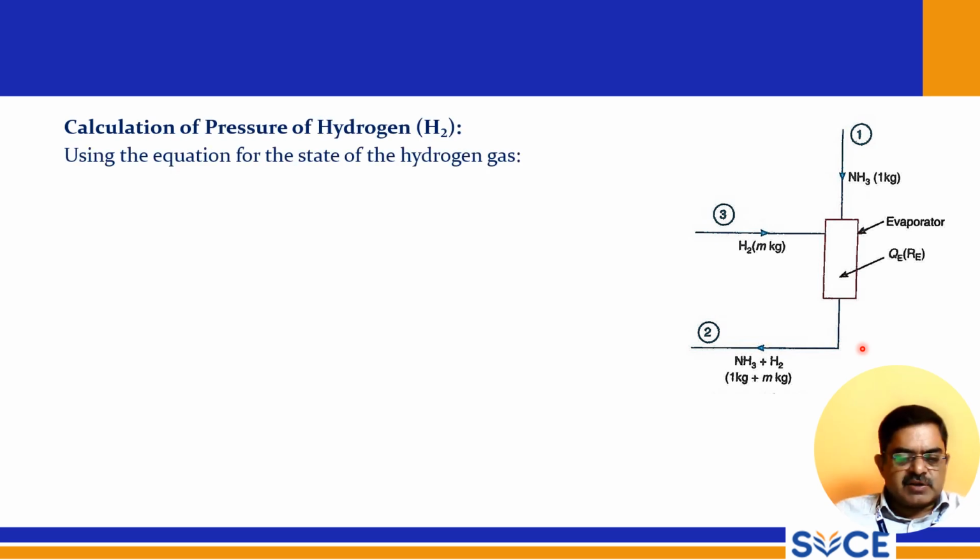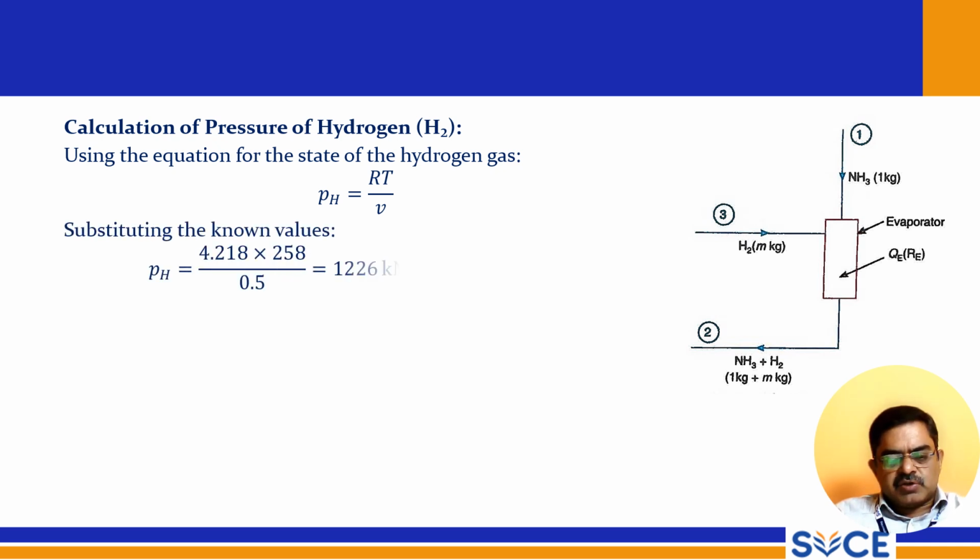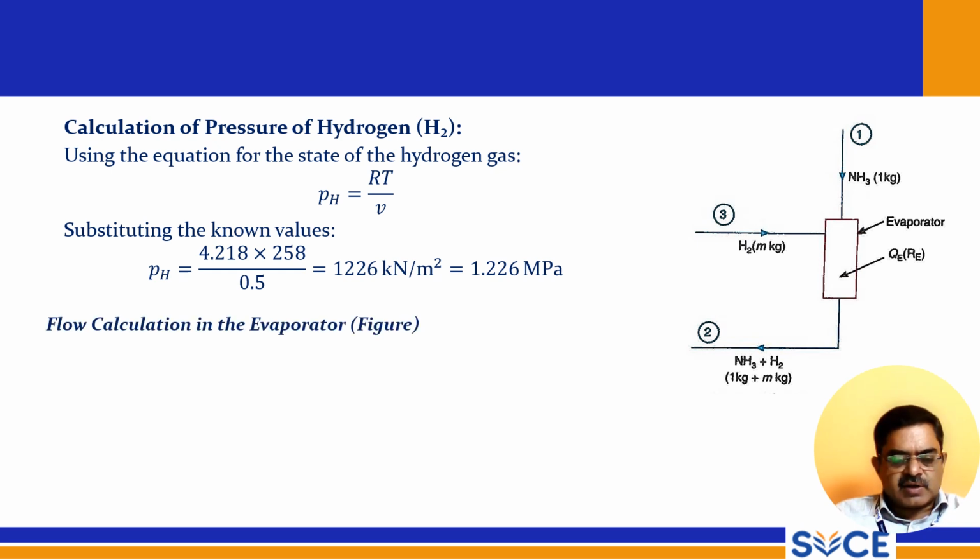So calculation of pressure of hydrogen H2 using the equation. Using the equation of the state of the hydrogen gas, so that is pH equal to RT by V. So substituting the known values, pH equal to 4.218 into 258 divided by 0.5, so that is equal to 1226 kilonewton per meter square, so that is equal to 1.226 megapascals.